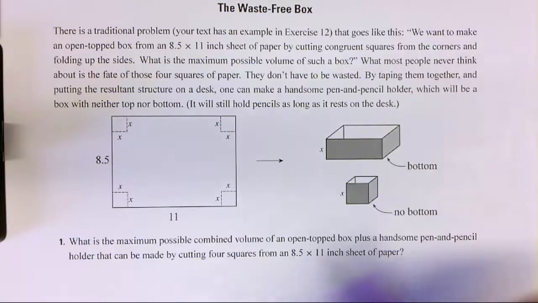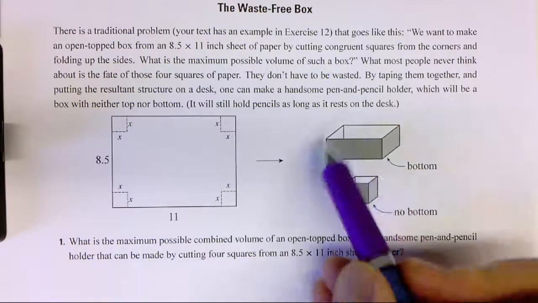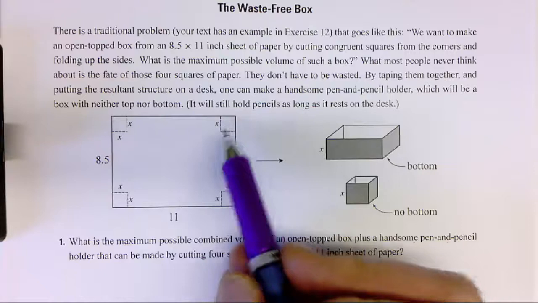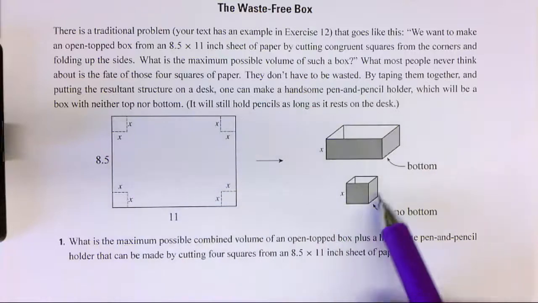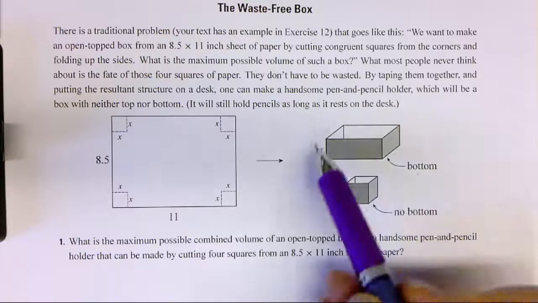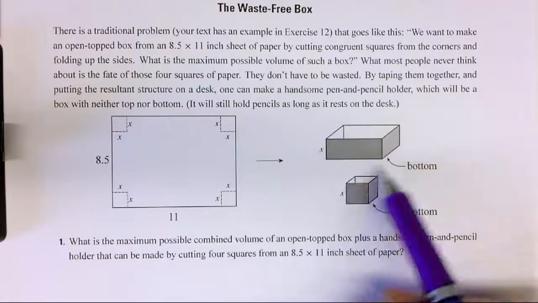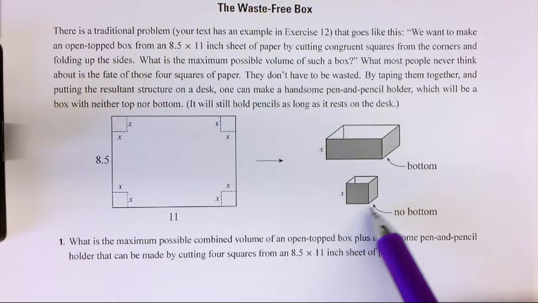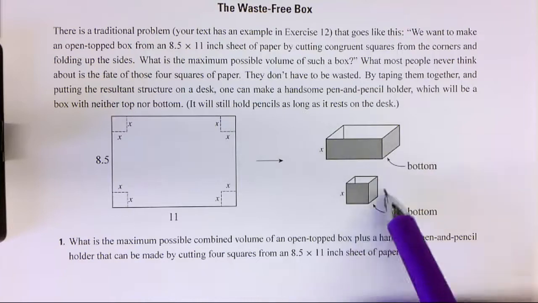What we want to do is maximize the combined volume of the original box that we constructed, and then we're going to take these four corners and tape them together in a four-sided box shaped like a cube. And we want to maximize the combined volume of the original box, the tray, plus this cardboard or paper pencil holder type box.